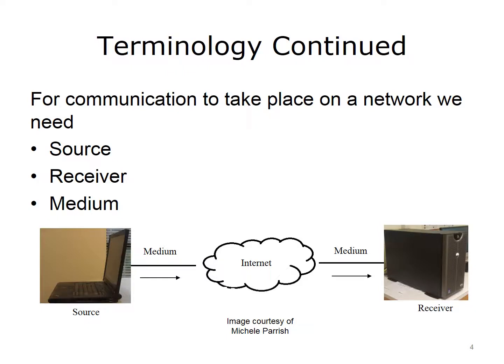For communication to take place on a network, we need a source, a receiver, and a medium to transmit data between the source and the receiver. The source and the receiver can be a desktop computer, server, laptop, printer, router, switch, cell phone, ATM machine, almost anything you can imagine. The medium or media is the wired or wireless method that is used to connect the source and receiver to each other, and that carries the data from the endpoints.